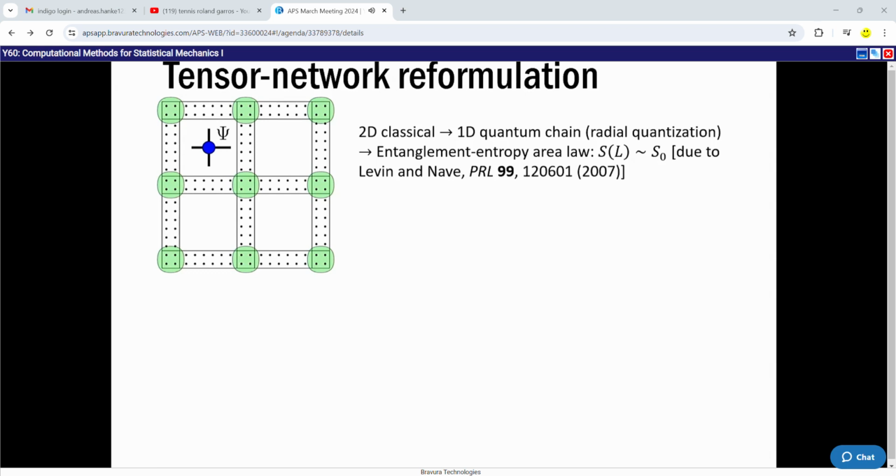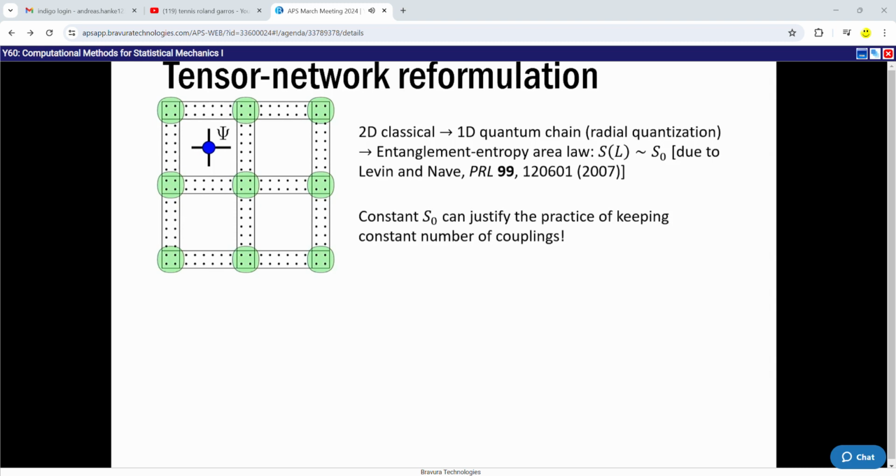And for a 2D classical system, this renormalization gives you a different perspective of understanding 2D RG using tools from, like, the 1D quantum chain, which was mentioned in the first talk. So we can use the idea called the entanglement entropy area law to tell us how large the RG error is and what's the behavior of the RG in the coupling constant in this tensor space. And this is due to Levin and Nave in 2007.